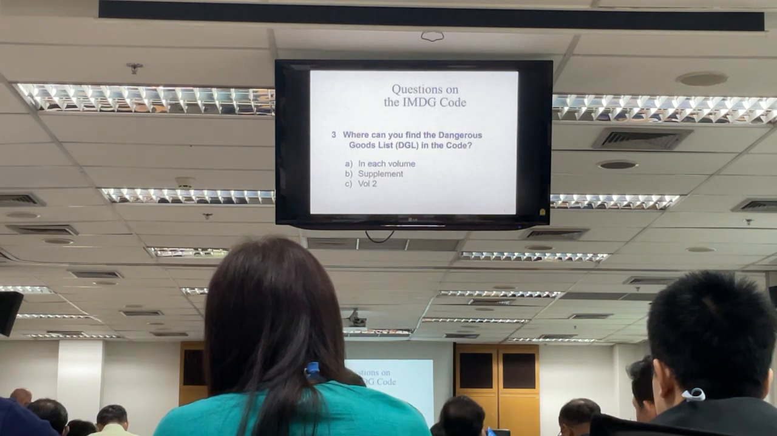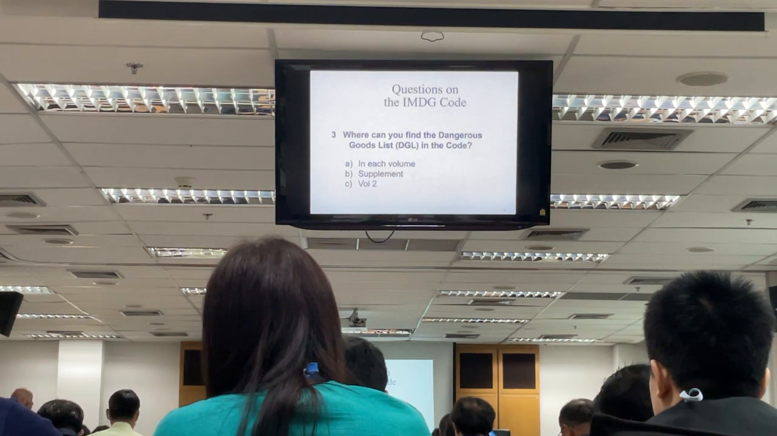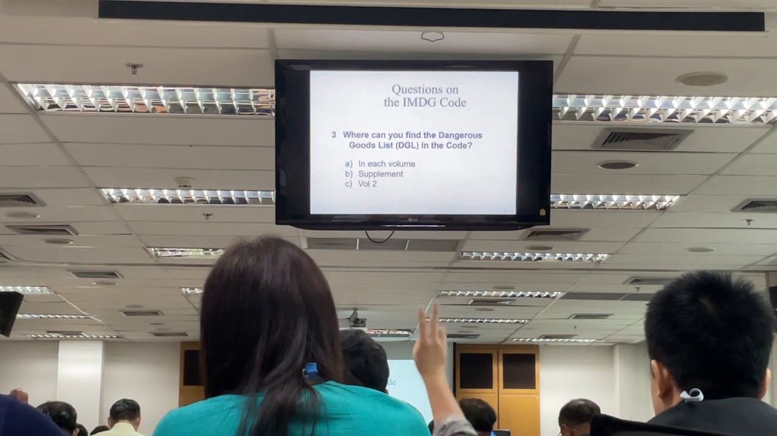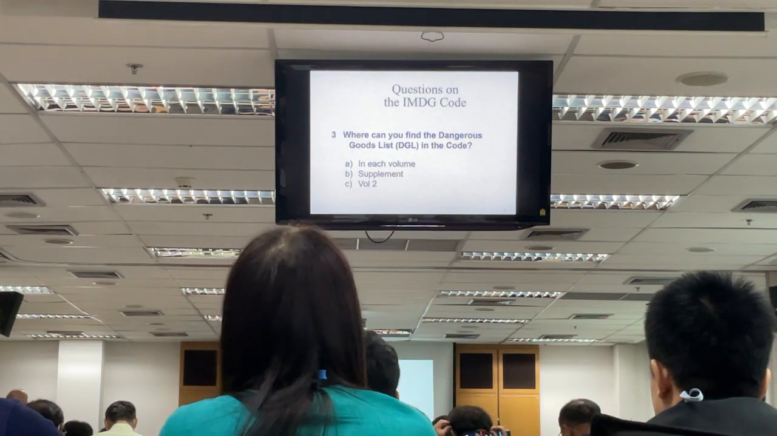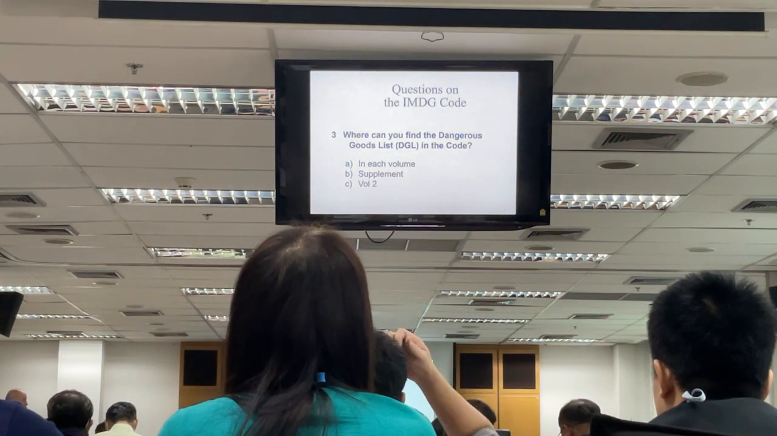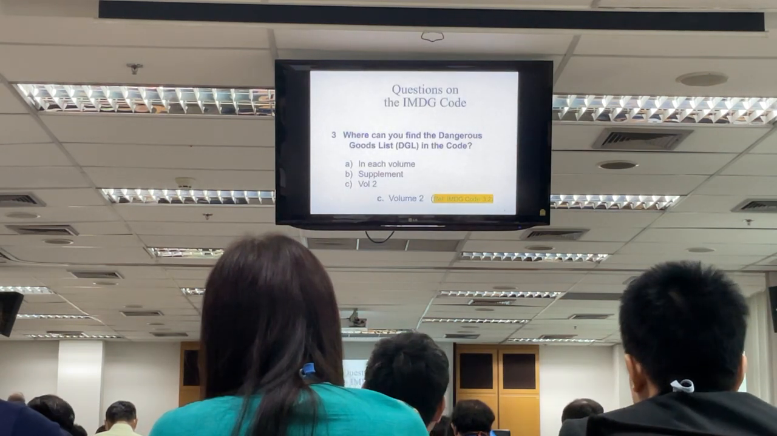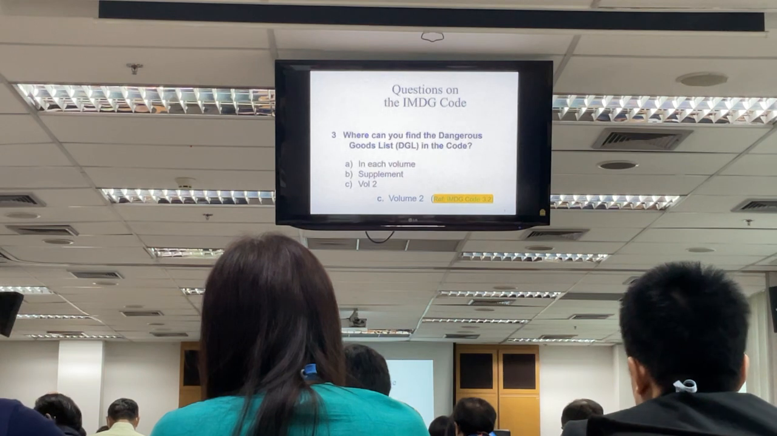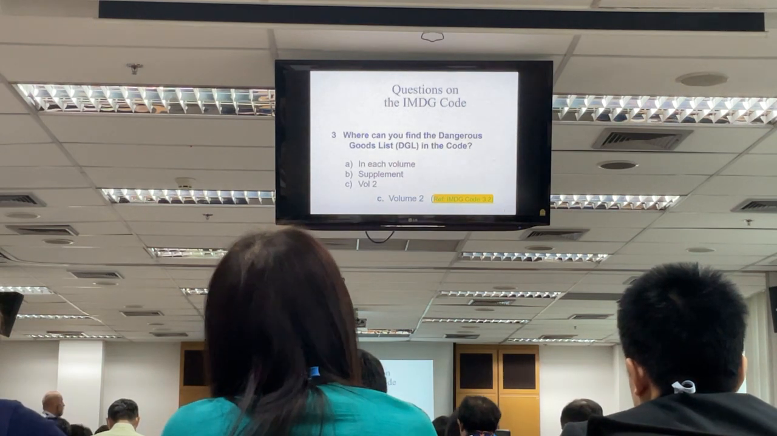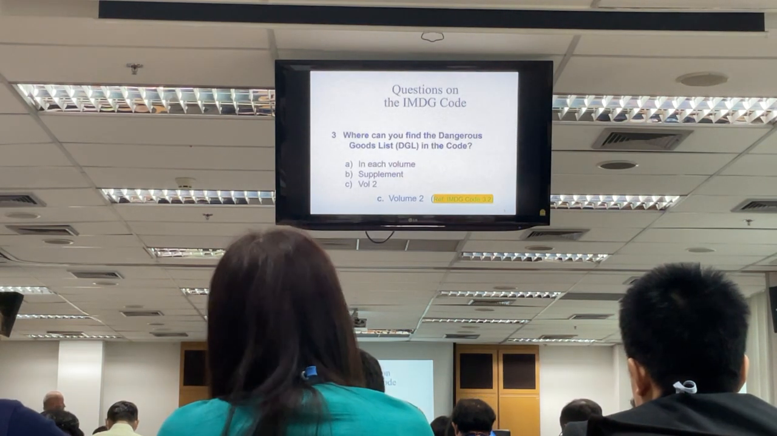Where can you find the dangerous goods list in the code? Very easy questions, right? Yes, correct. Volume 2. In volume 2, we can find the DGL in 3.2.